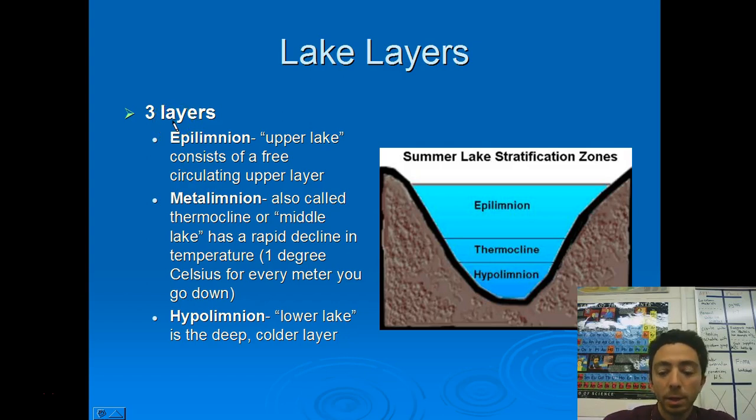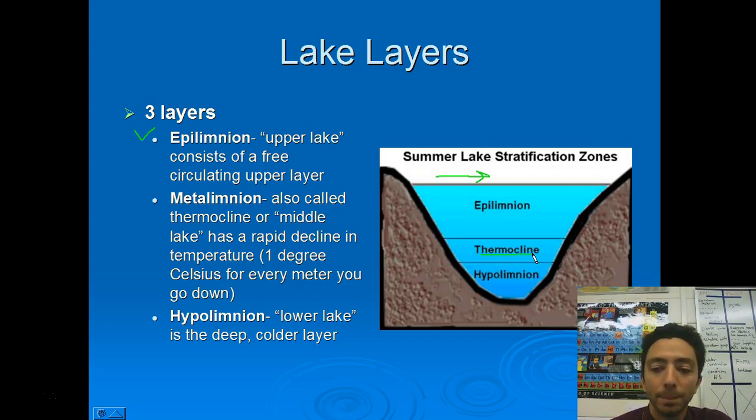A couple of different layers we're going to talk about within a lake. The top layer is the epilimnion, and up here it freely circulates and moves around as the wind blows across the surface. It can move that layer along. The metalimnion is the middle, and as you get down here, there's a really sharp change in temperature, and that change in temperature is called a thermocline.